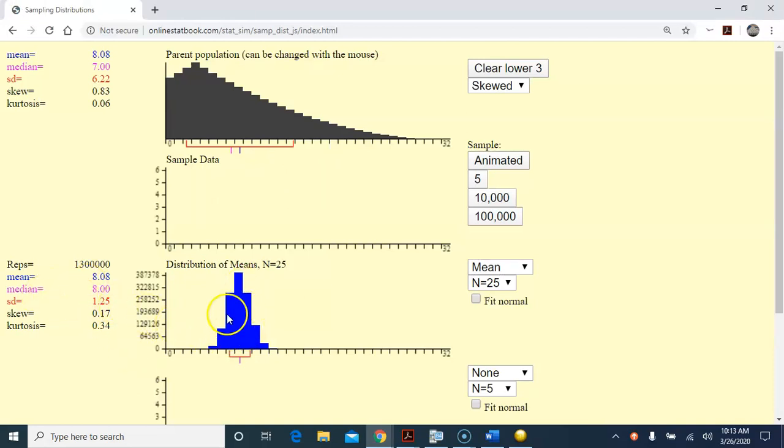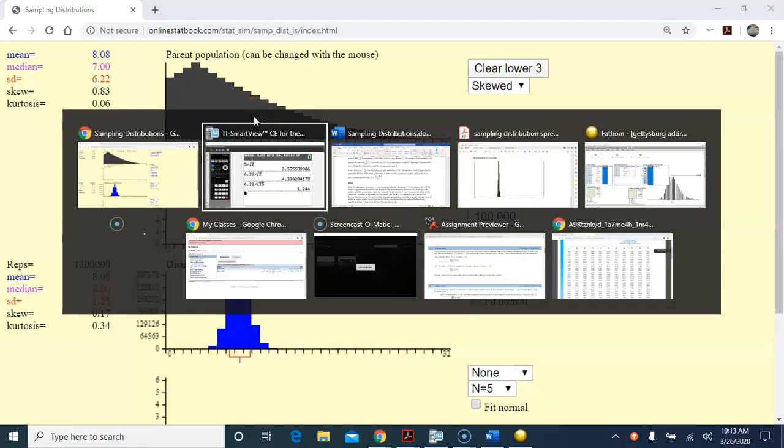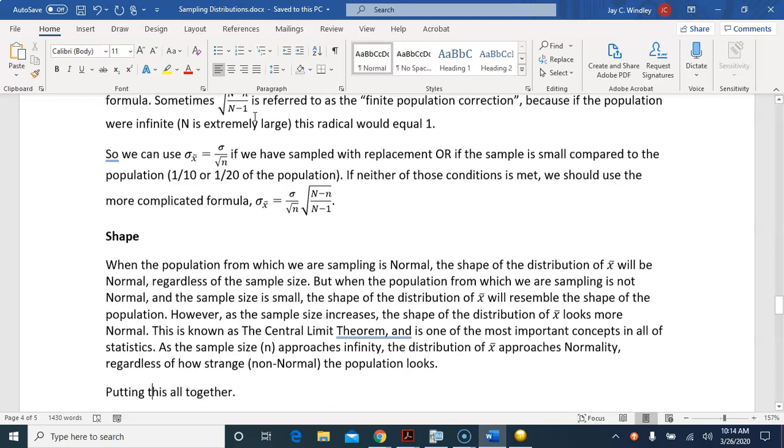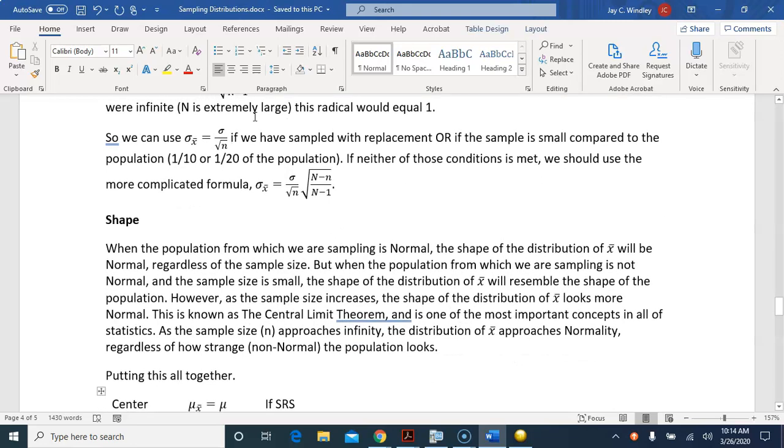But the big deal here is that as the sample size gets bigger, the distribution of x bars looks normal, even if the population is skewed or the population is not normal. That's a very important result in statistics known as the central limit theorem. As the sample size approaches infinity, the distribution of x bars approaches normality.